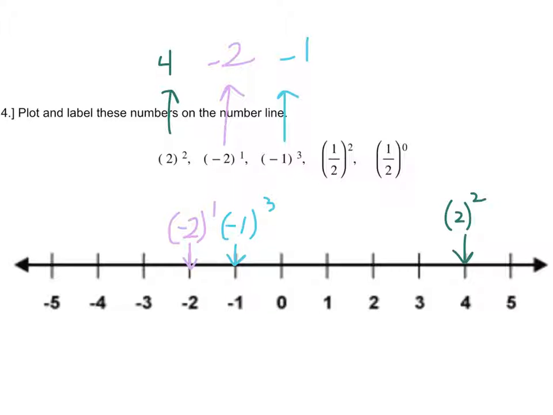One half to the second power, that's 1/2 times 1/2, which is 1/4. 1/4 would be about right here. So I would put that. And finally, anything to the 0 power equals 1. So 1/2 to the 0 power falls right on 1.